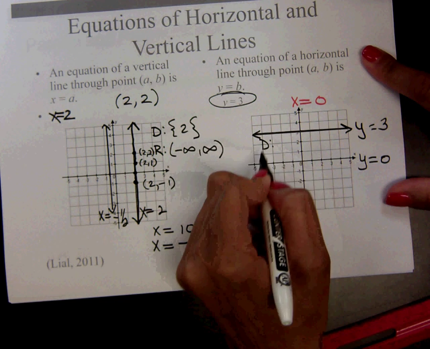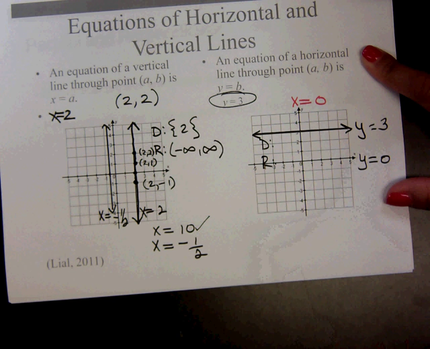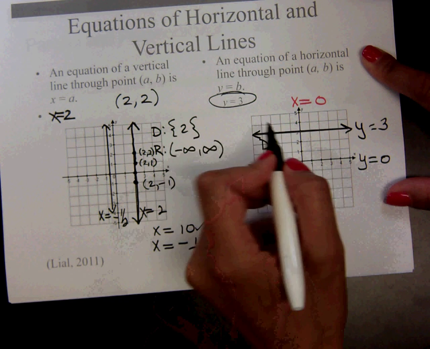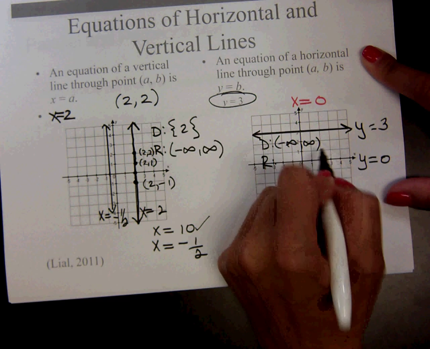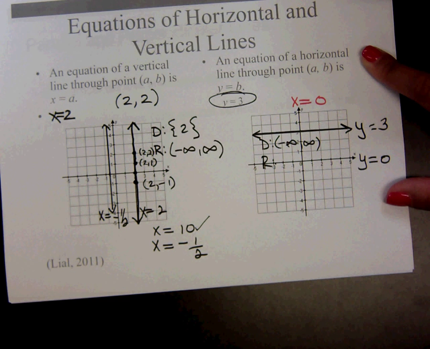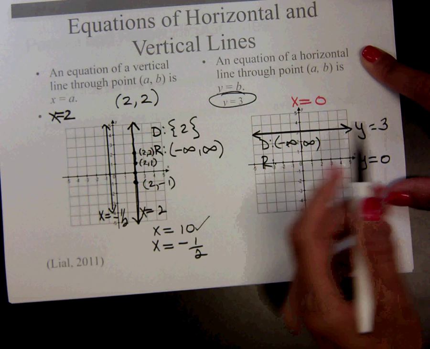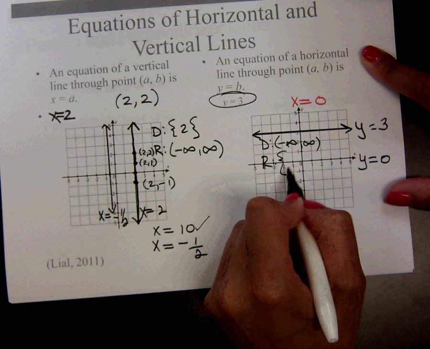Let's talk domain and let's talk range. What's the domain here for the horizontal line? Excellent, negative infinity to infinity. What's the only y value? What's the range? Every single y value will be equal to what? 3. So our range would be 3.